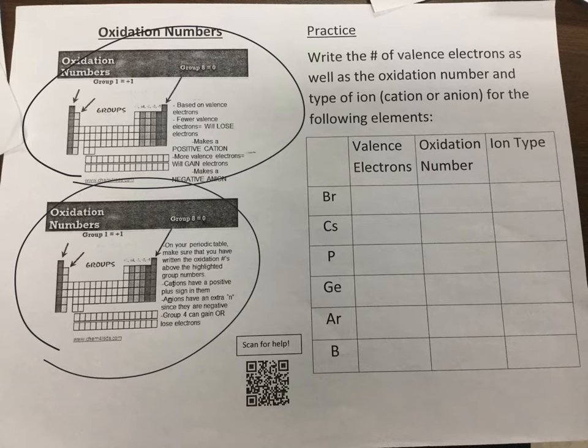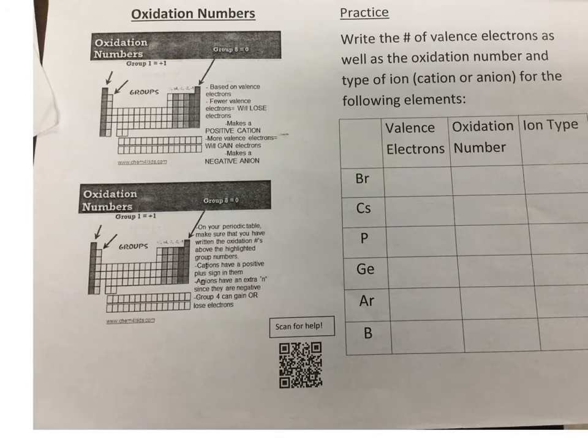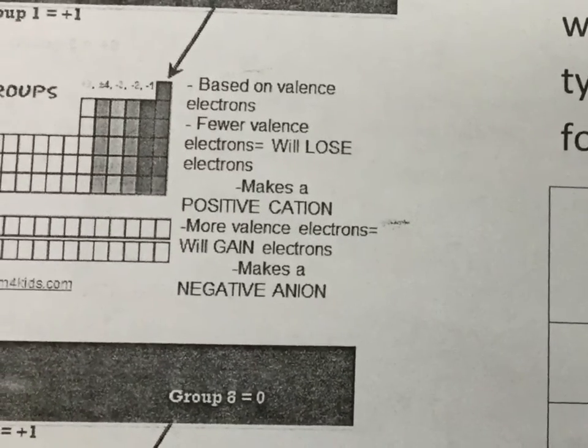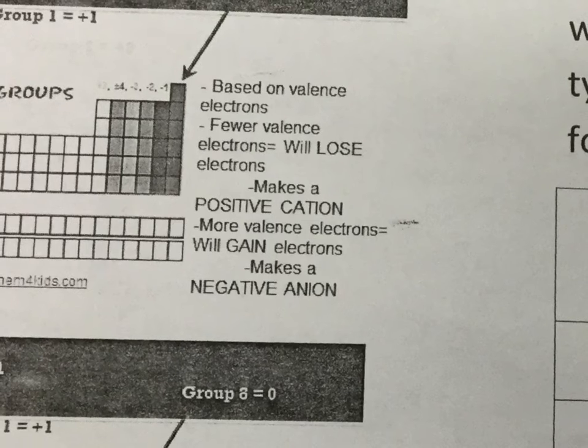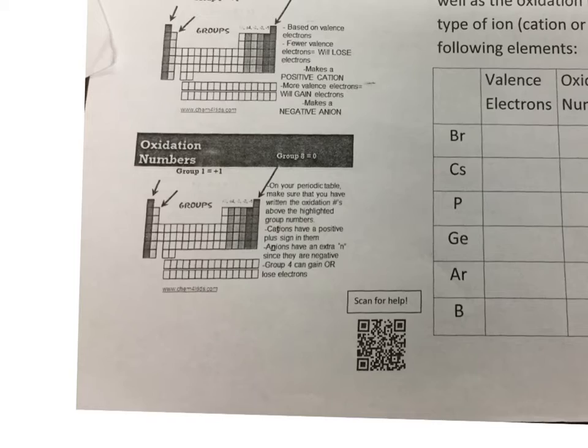Okay. Based on the valence electrons, that's the name of it: the oxidation numbers. If you have fewer electrons, you're going to lose the electrons. It makes a positive cation, that's what we just went over on the other page. If you have more valence electrons, you're going to gain electrons. It makes a negative anion, okay? Because more electrons means you become more negative, okay?